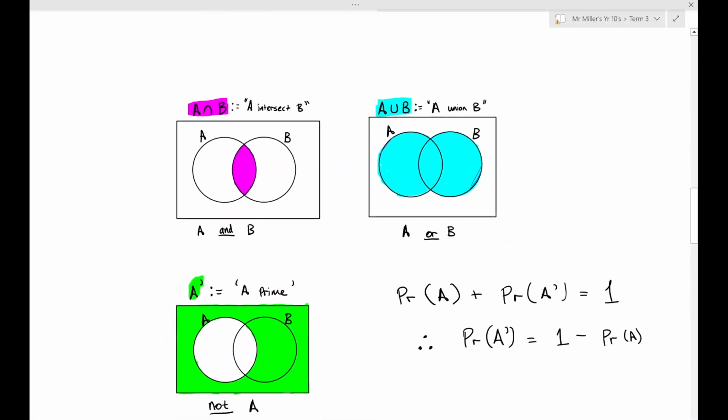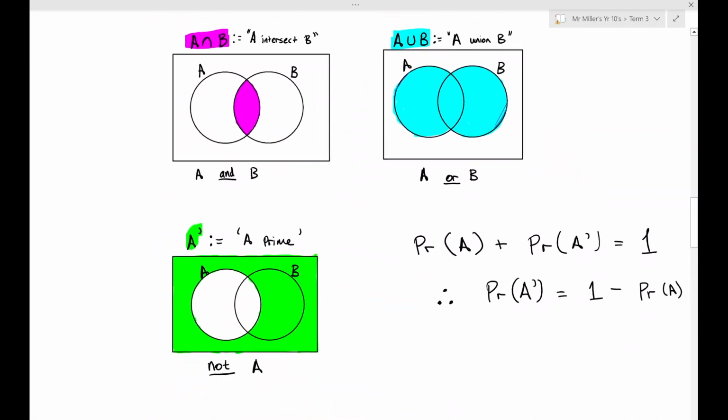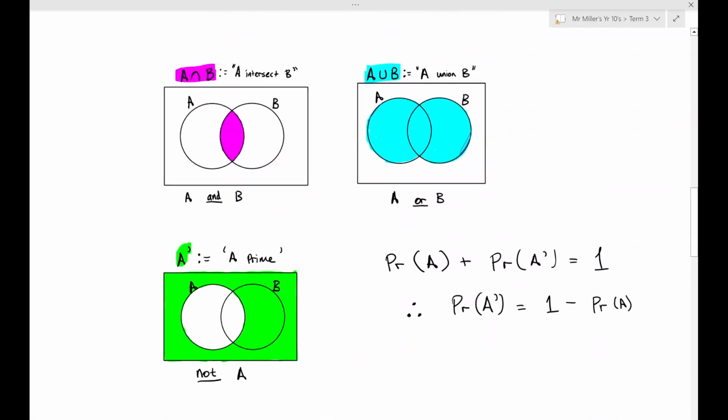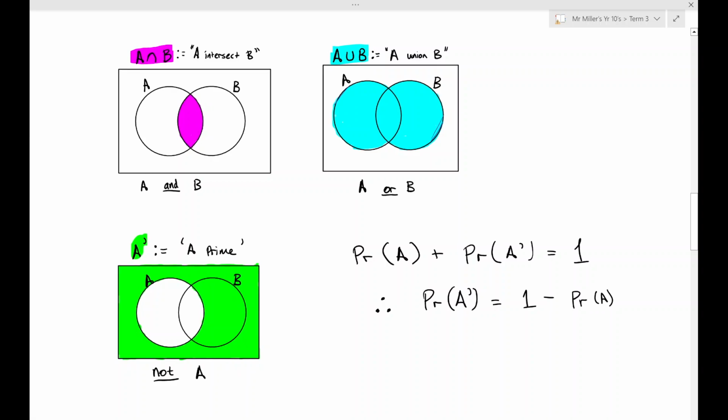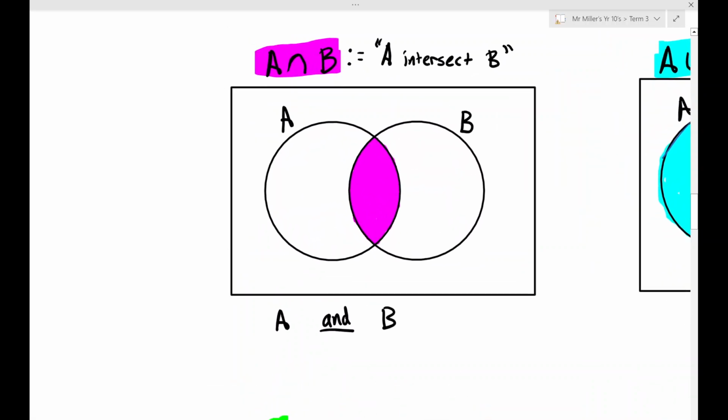Okay, so let's just talk about some Venn diagrams for a minute. Some notation we need to know about. If you're writing down notes, I would say pause here and just copy all of this down into your notes. All right, so some notation. We'll start with this guy.